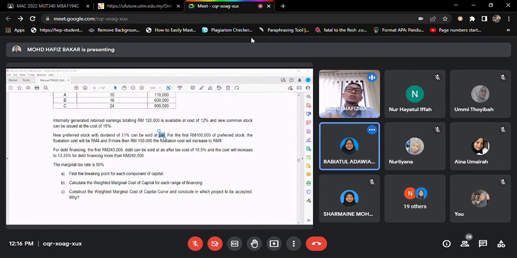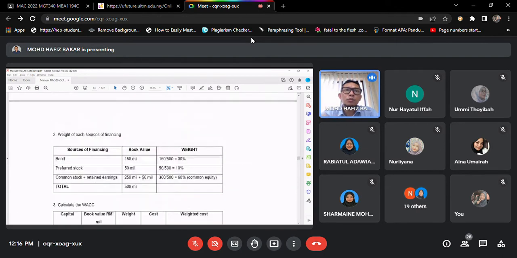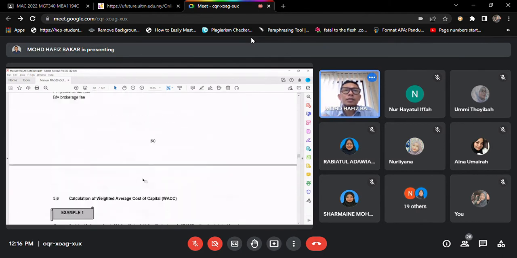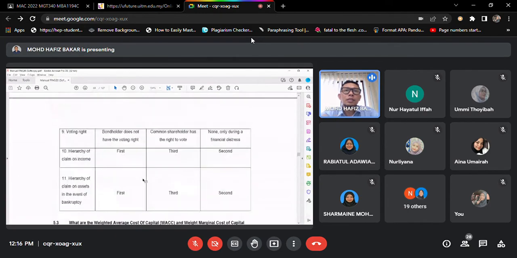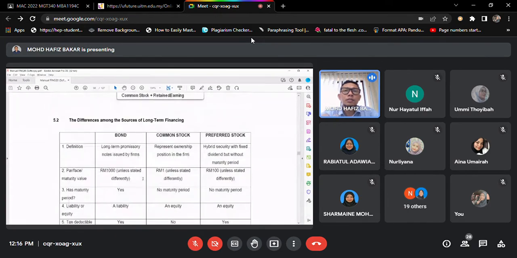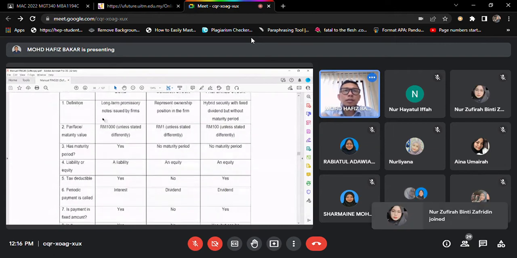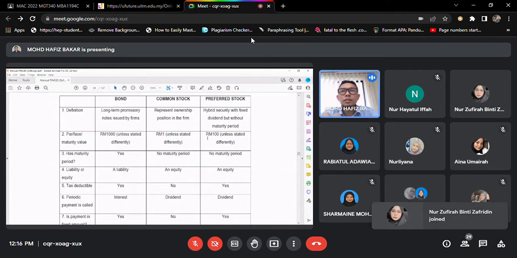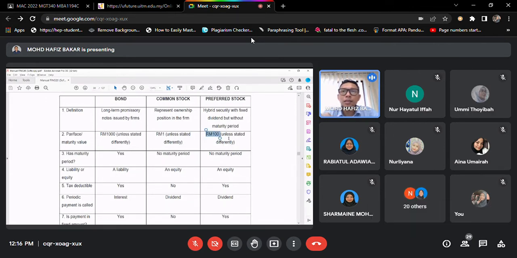100. Correct. Thank you Rabiatul for the feedback. So 100 is the par value for preferred stock. You can refer back to your notes in the book, in this section, because if the question doesn't give the value, you need to use this par value for preferred stock, 100, unless stated differently. For bond it is 1,000, and common stock is RM1.